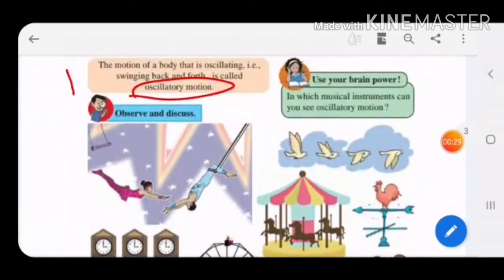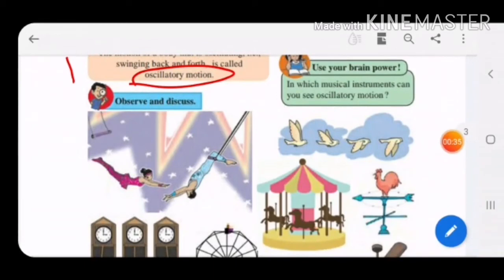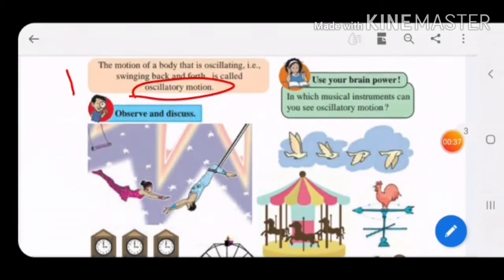Before that, children, they have asked, use your brain power. In which musical instruments can you see oscillatory motion? Children, we have already seen oscillatory motion in the first part. Oscillatory motion is that motion in which a body is oscillating continuously back and forth. So in which musical instruments is this type of motion seen? You have seen guitar, sitar, where the string is struck. What happens due to vibration? It oscillates, back, up and down. So we can see it in musical instruments such as guitar and sitar.